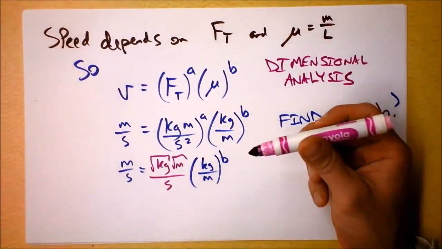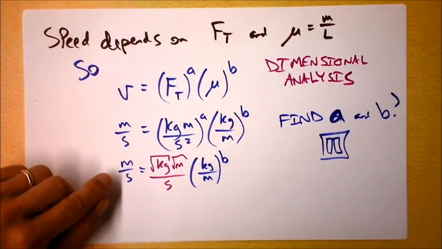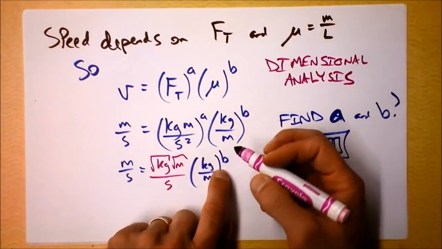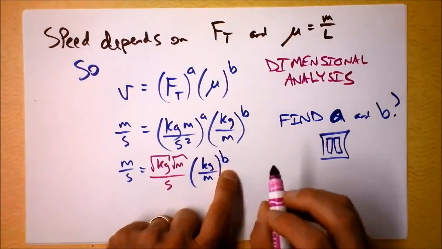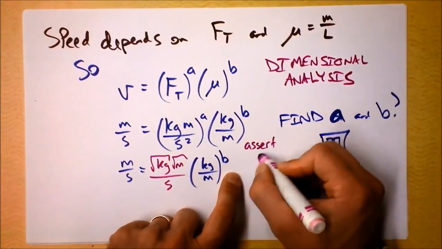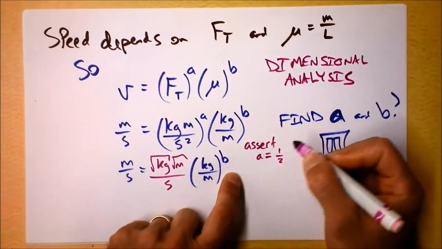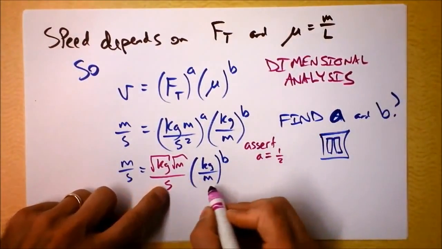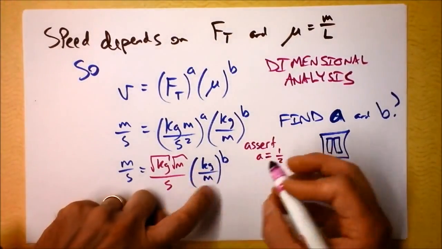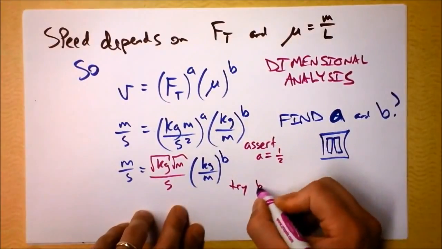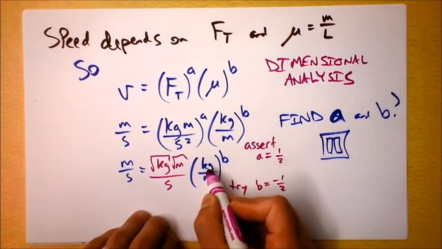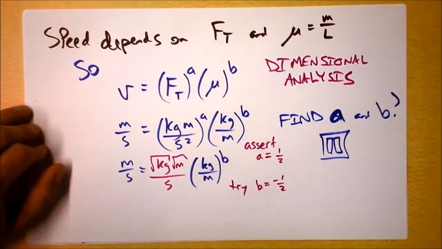Now what do I have to do? I have to get rid of this square root of kilograms. The only way to get rid of the square root of kilograms is to have b be a negative number. Let me point out here that I assert a equals 1/2 there, because I'm taking the square root of this thing. Now I need to get rid of the square root of kilograms. So let's try b equals -1/2. I want to put the square root of kilograms in the denominator. So let's try that out.